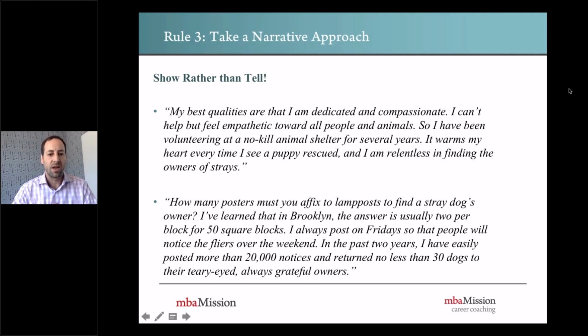This person is creating an image that an admissions reader could remember the next day. Oh yeah, there's that person who put 20,000 notices up. Not, there's that person who just kind of told me they were dedicated and compassionate. In this image, this person is saying I'm dedicated and compassionate. They're saying I'm empathetic. They're saying it warms my heart. And they're saying it with subtlety because they're telling it through a narrative.